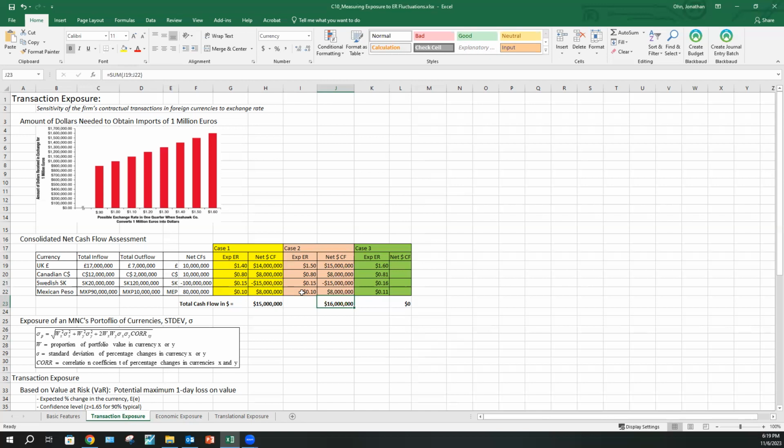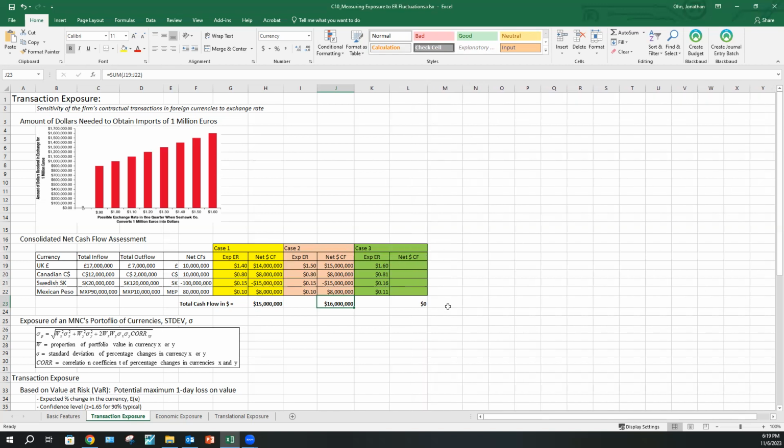Now, the first scenario is 15 million, and this one is 16 million. The difference between these two, $1 million, is not small money. It's quite significant. That could happen depending on currency changes or volatility. Now, case number 3, we have a third case with a different exchange rate. Let's calculate that.